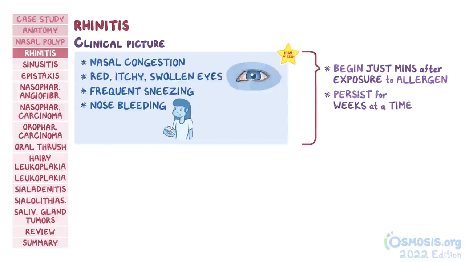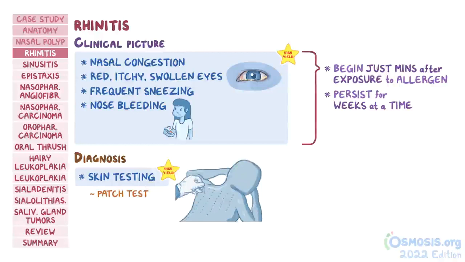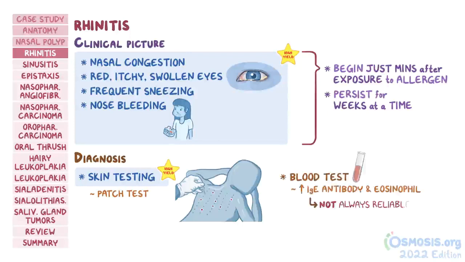Okay, so the most common way to diagnose allergic rhinitis is through skin testing. One type of skin testing is called the patch test, where allergens are applied to small patches and stuck onto the skin. If the skin under a particular patch becomes irritated, it suggests an allergy to that substance. Blood tests might show elevated immunoglobulin E antibody and eosinophil levels, but this is not always reliable.